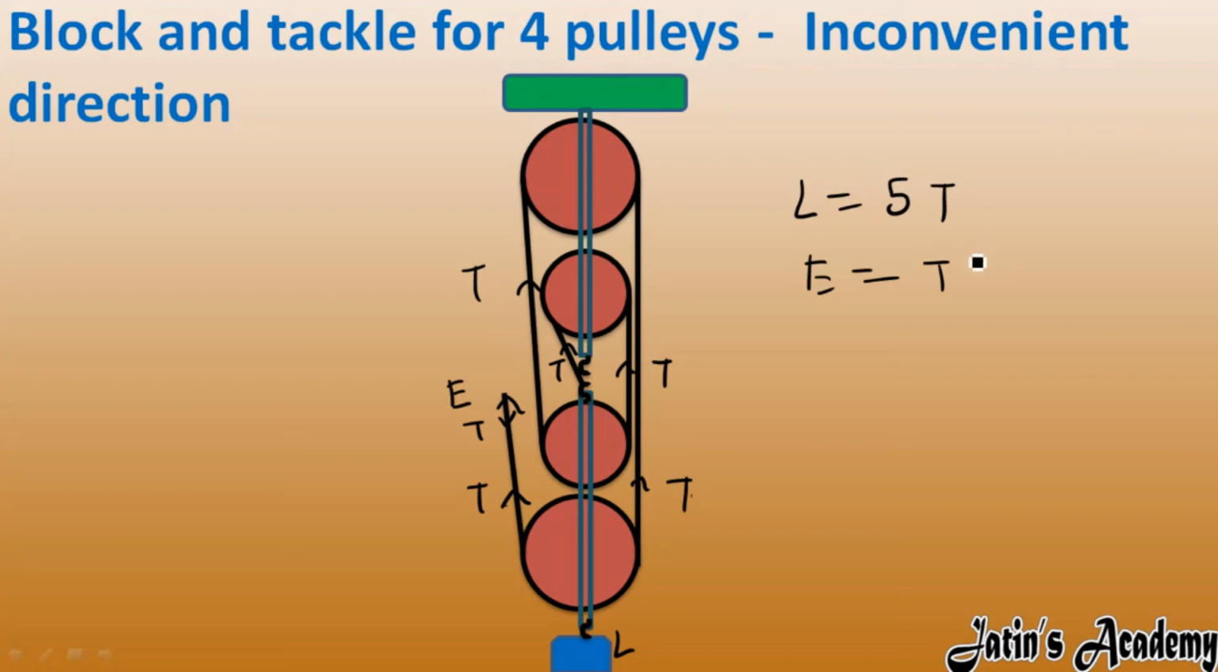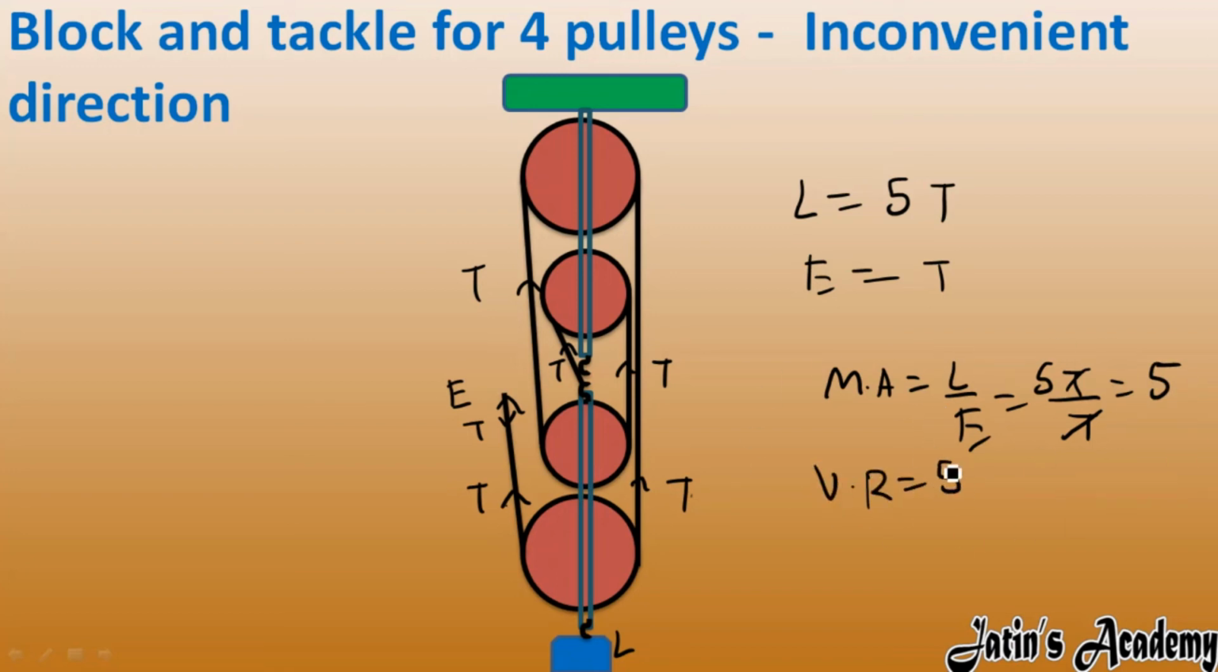Now if we are getting an inconvenient direction, then one more benefit we are getting: the mechanical advantage is increasing. So for inconvenient direction there is an increase in the mechanical advantage. If we have 4 pulleys, then mechanical advantage and velocity ratio would be 4, but here we are getting mechanical advantage as load upon effort, which is 5T upon T, which is 5. So mechanical advantage is 5, and velocity ratio will also be 5. So although it is an inconvenient direction, one benefit we are getting is more mechanical advantage than with 4 pulleys. So here mechanical advantage is 5 and velocity ratio is also 5.